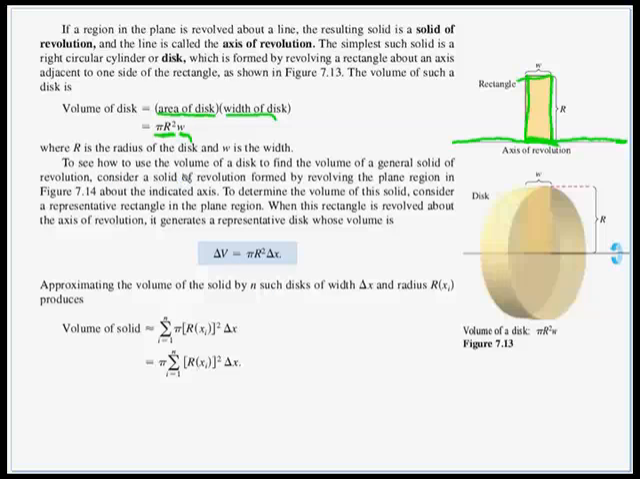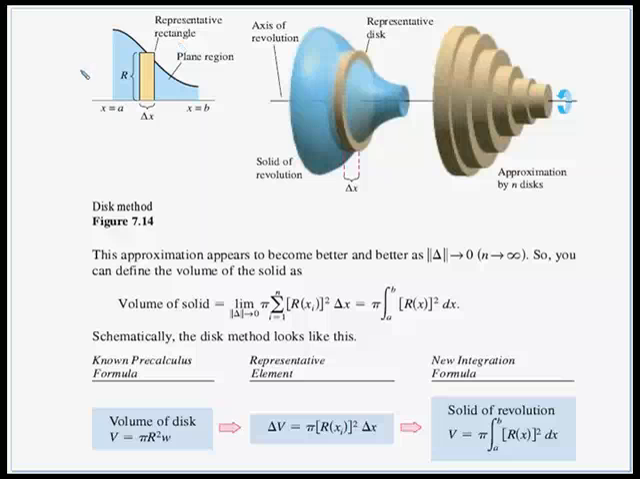To see how to use the volume of a disk to find the volume of a general solid of revolution, consider a solid of revolution formed by revolving the plane region in figure 7.14 about the indicated axis. So here's figure 7.14. We've got this curve going on here above our axis of revolution. Here is our representative rectangle. We have a rectangle under the curve, height r, width delta x. And we're looking at this function from x equals a to x equals b.